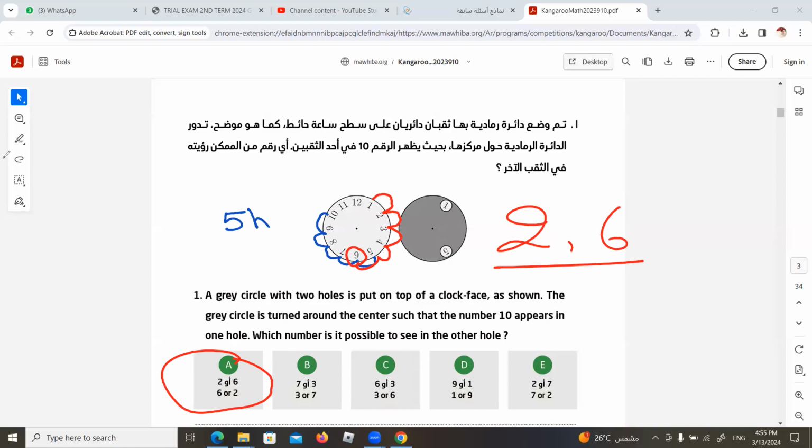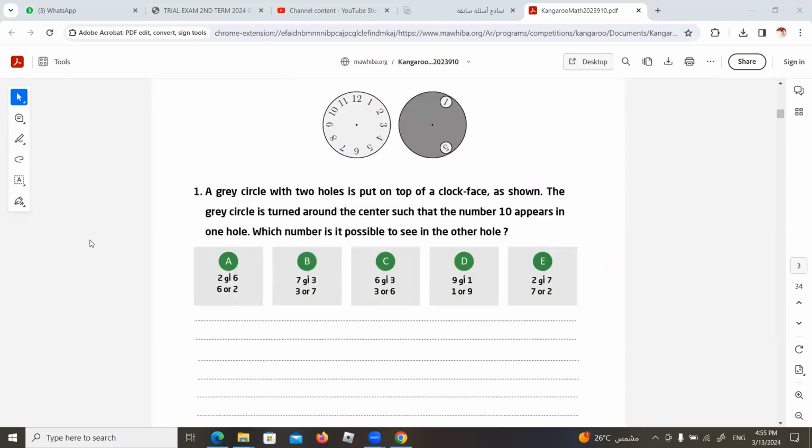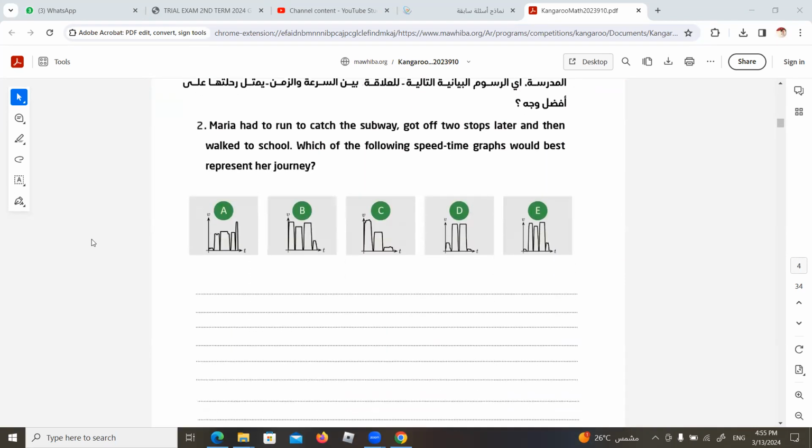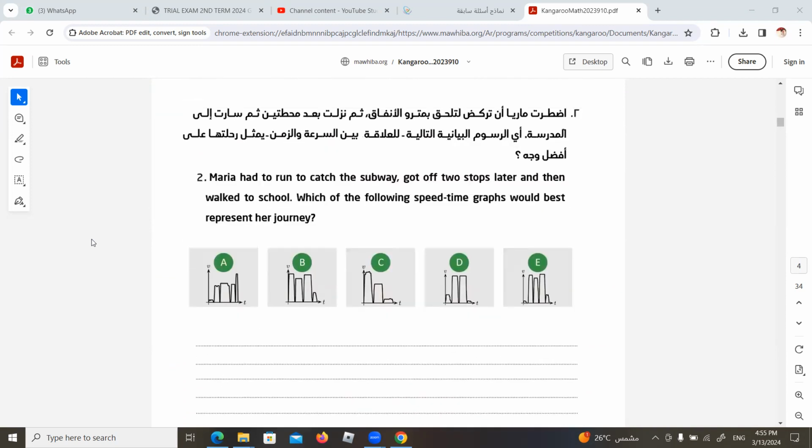Okay, this is the answer of the first problem. We're going to the second problem. The second problem says that Maria had to run to catch the subway, got off two stops, and then walked to the school. Which of the following speed-time graphs would best represent her journey?